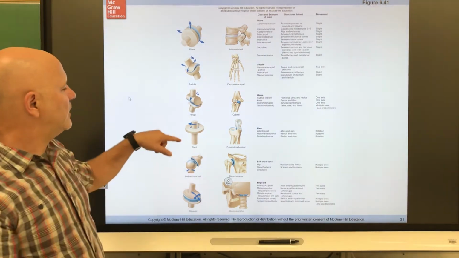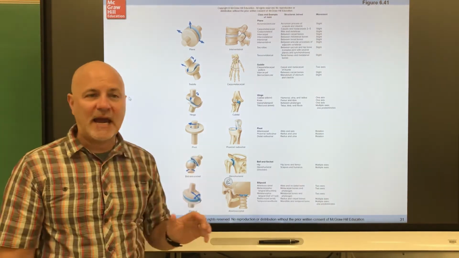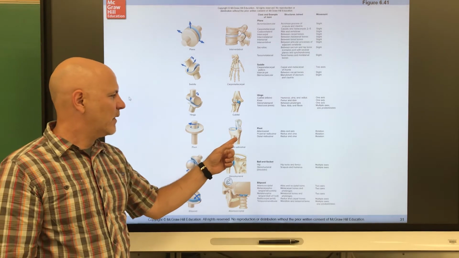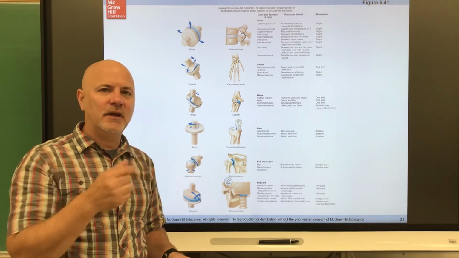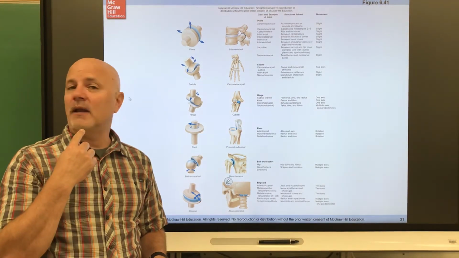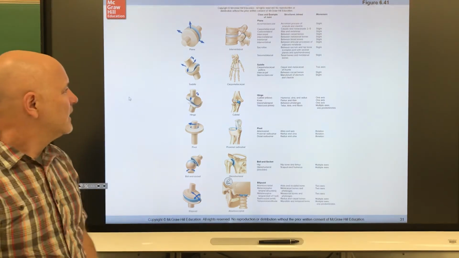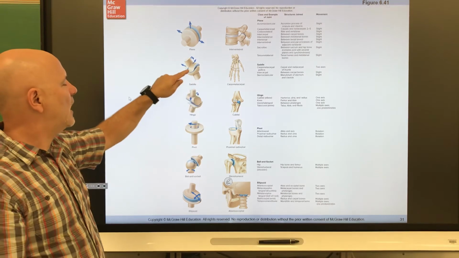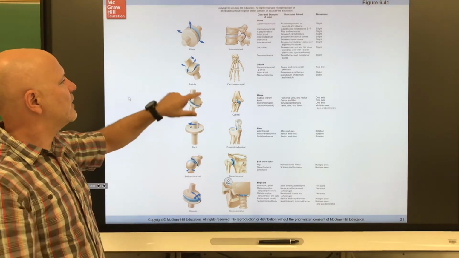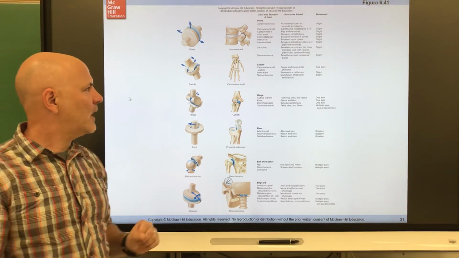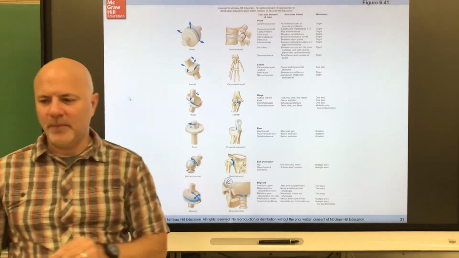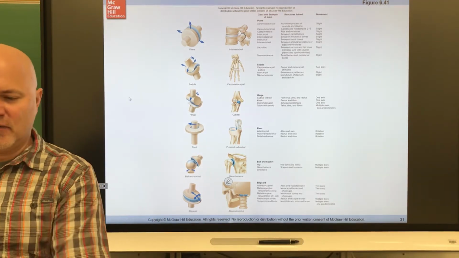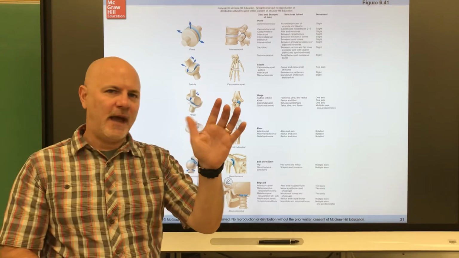Next is a pivot joint. So here's a pivot joint around an axis. So we see this between the radius and ulna to get us this movement. We also see it right here on your head to give you that movement. Lastly is the saddle joint. So essentially you have two saddle-shaped bones next to each other. And that's found at the base of the thumb. So it gives a wide range of motion there that our thumb has.